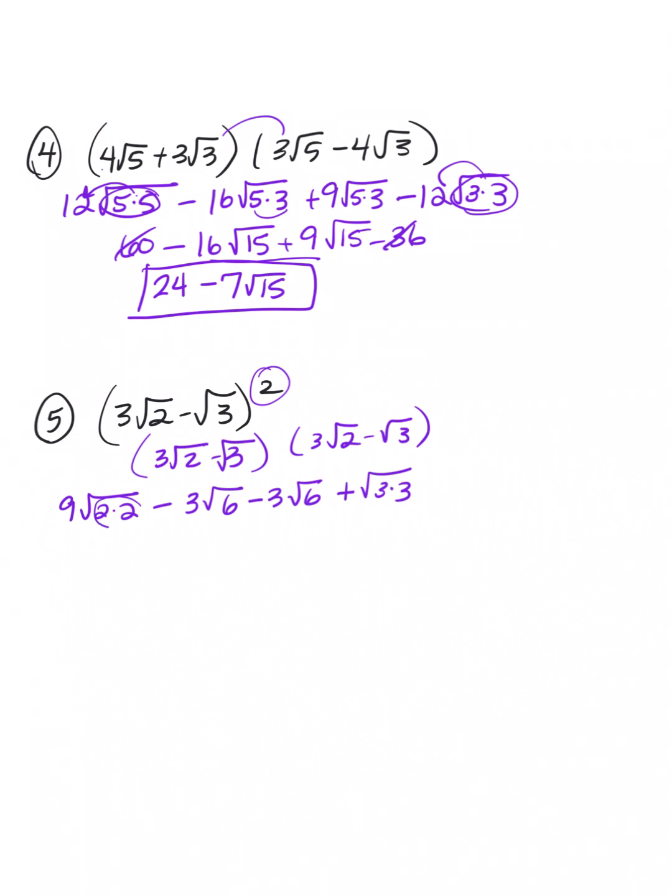Now I go back and clean up. Take the 2 out. 2 times 9 gives me the 18. Combine these two, minus 6 square roots of 6. And over here, the 3 comes out of the radical, so it'll be plus 3. So 18 plus 3 is 21 minus 6 square roots of 6. There you have it.